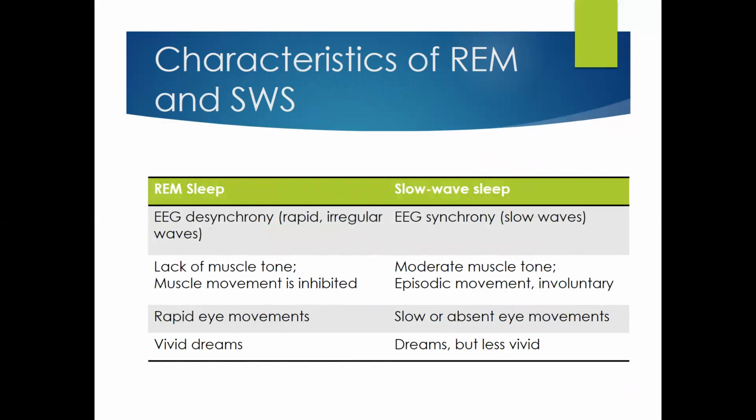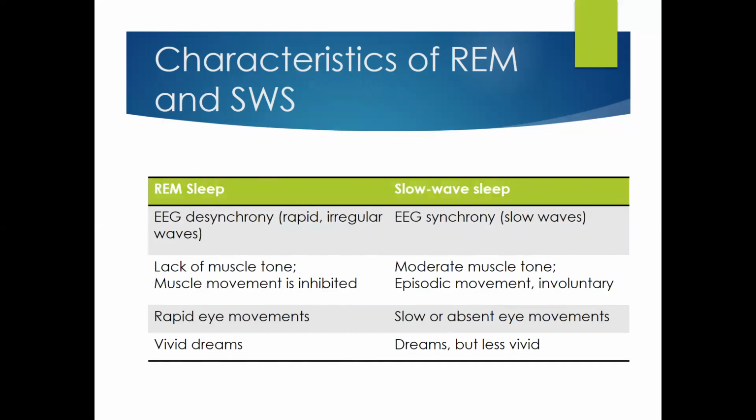With slow wave sleep, you still have some moderate muscle tone. You'll see a few involuntary movements, twitching and things like that. Twitching can happen in REM, but it's got to be a really powerful twitch. In REM, obviously, you see REMs, or rapid eye movements. In slow wave sleep, you don't see many eye movements at all.